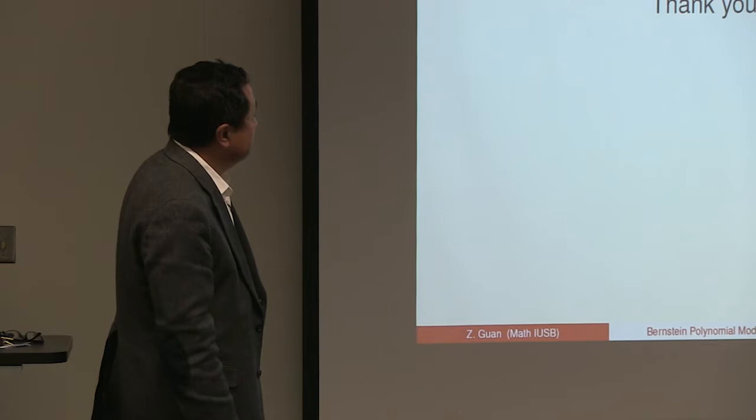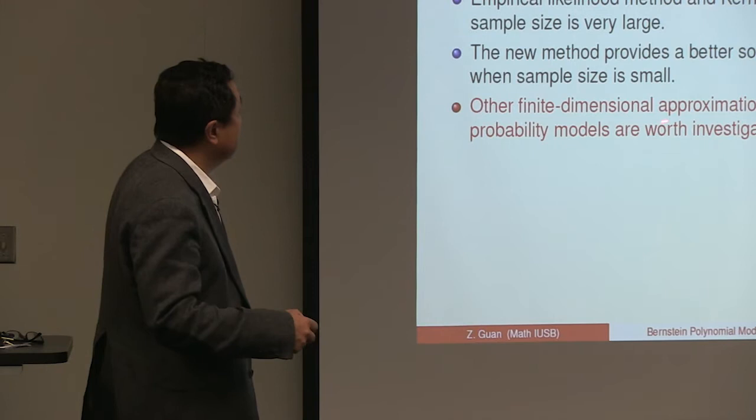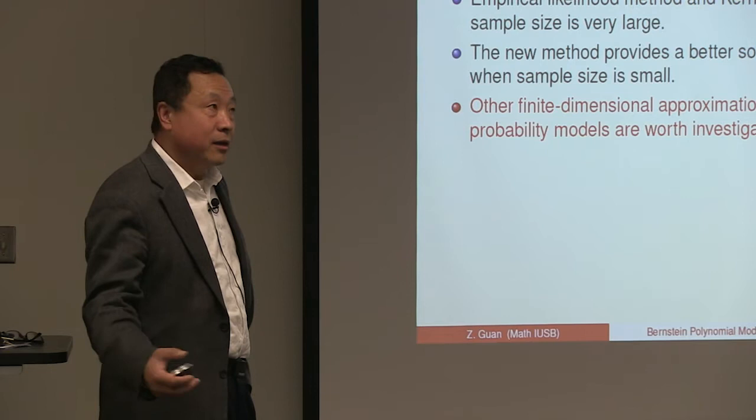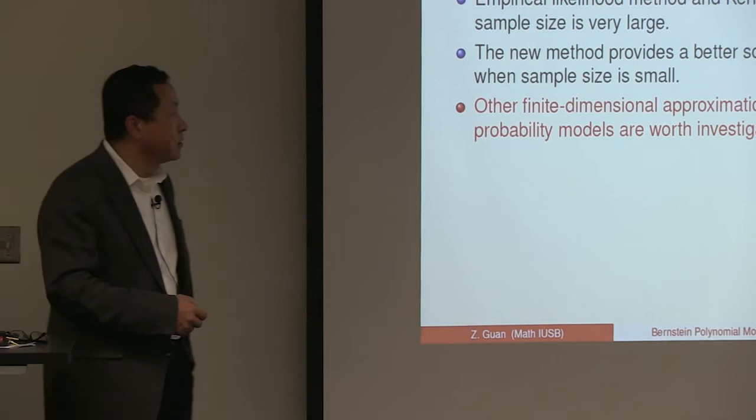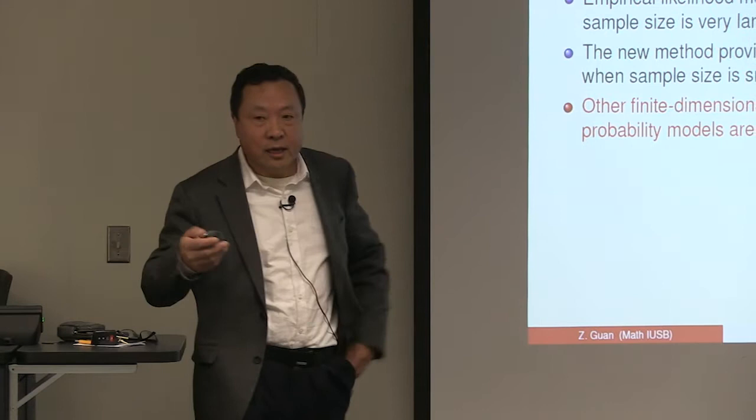I want to mention that there may be some other finite dimensional approximations, like polynomial or other approximations, which also probability models can be used. Maybe it's worth investigating to deal with some cases. But this is what I have. Thank you.